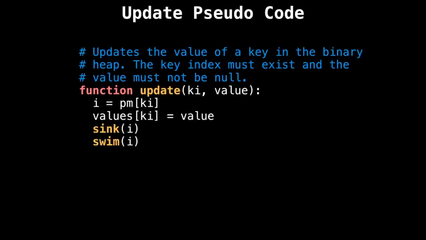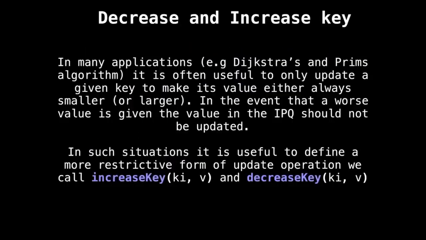The pseudocode for updating the value of a key is super simple. Simply update the value in the values array and move the node either up or down the heap. It's that easy. Alright, so there was nothing too special about updates, but the part I really wanted to get to was increase and decrease key.